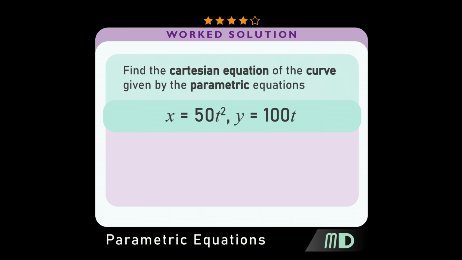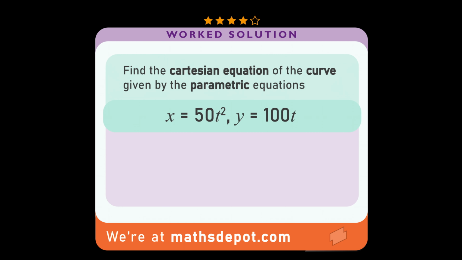Now in this video, we're going to answer the following question. Find the Cartesian equation of the curve given by the parametric equations. And we've been given the pair of equations, x equal to 50t squared and y equal to 100t.